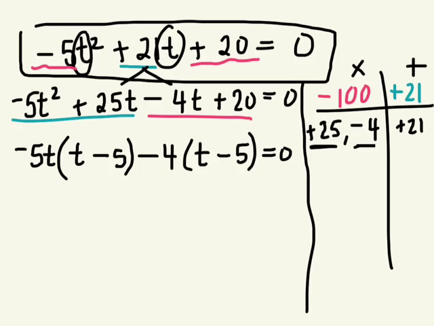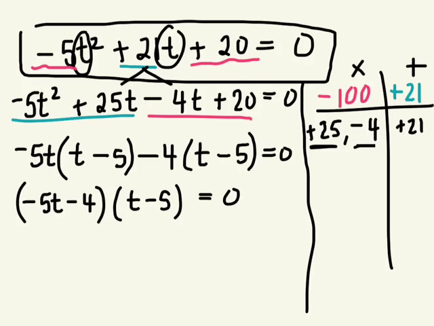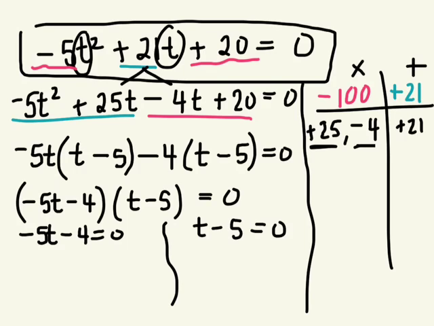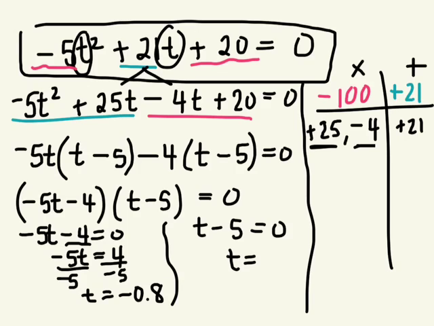Okay, let's write this in factored form. What is it? Negative 5t minus 4 and t minus 5 equals 0. So negative 5t take away 4 equals 0, and t minus 5 equals 0. So we need to solve for t, isolate t. Negative 5t equals what? Negative 4, bring it to the other side, it becomes positive 4. How do I isolate t? Divide both sides by negative 5. So t equals negative what? 0.8, and t is equal to positive 5.